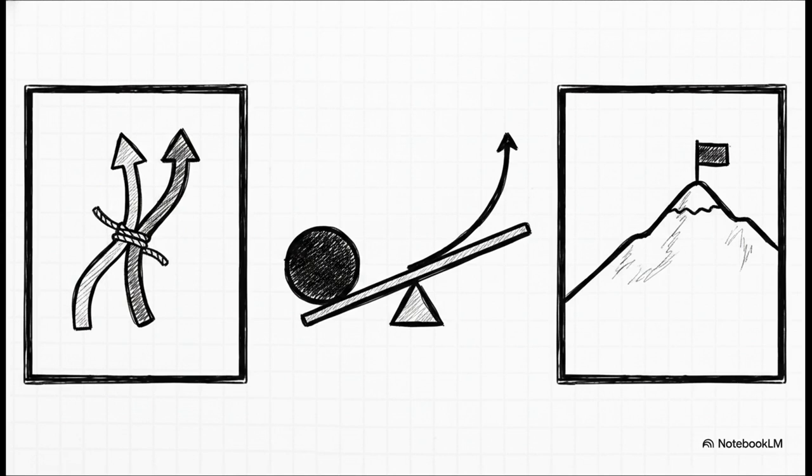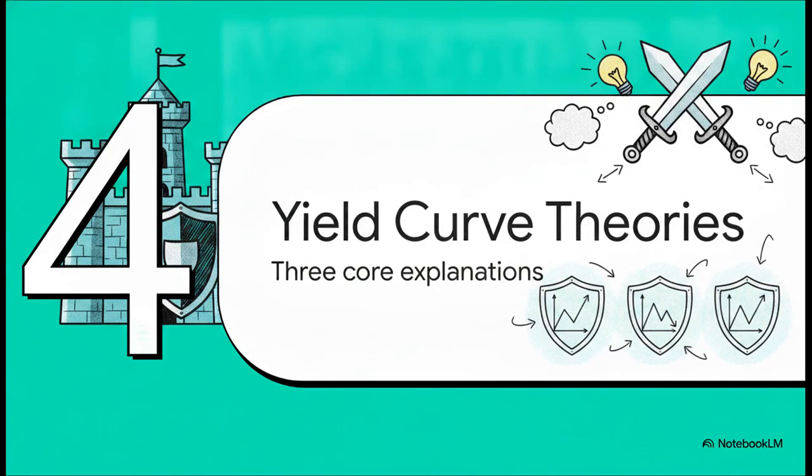These three facts are our ultimate test. Any economic theory attempting to explain the term structure absolutely must be able to explain all three of these facts, or it just gets thrown out. Section 4. Three yield curve theories.